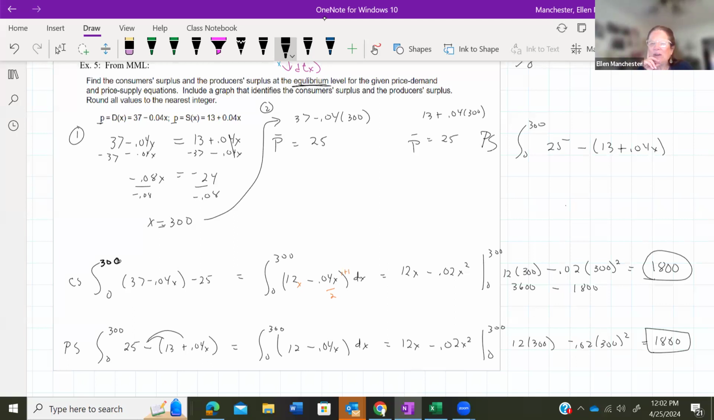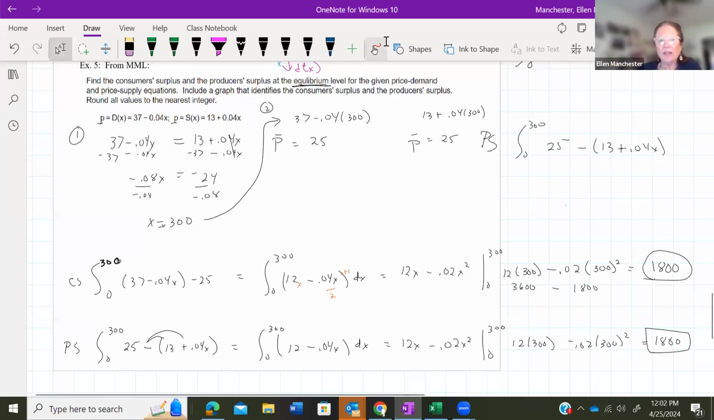Okay, so any questions at all? Did I go too fast? With both Monday's assignment and today's assignment, you have to really keep in mind that you're finding area between two curves. And it's always got to be the upper curve minus the lower curve.